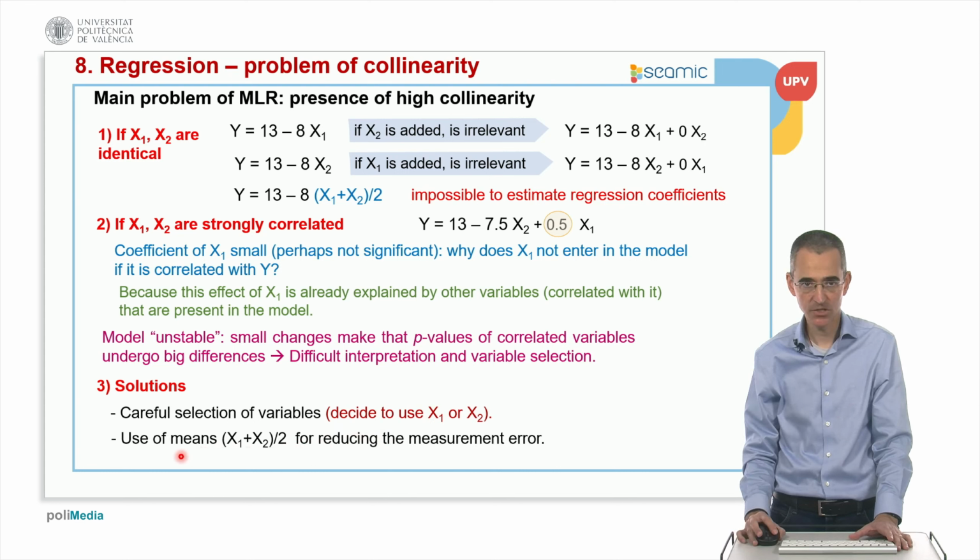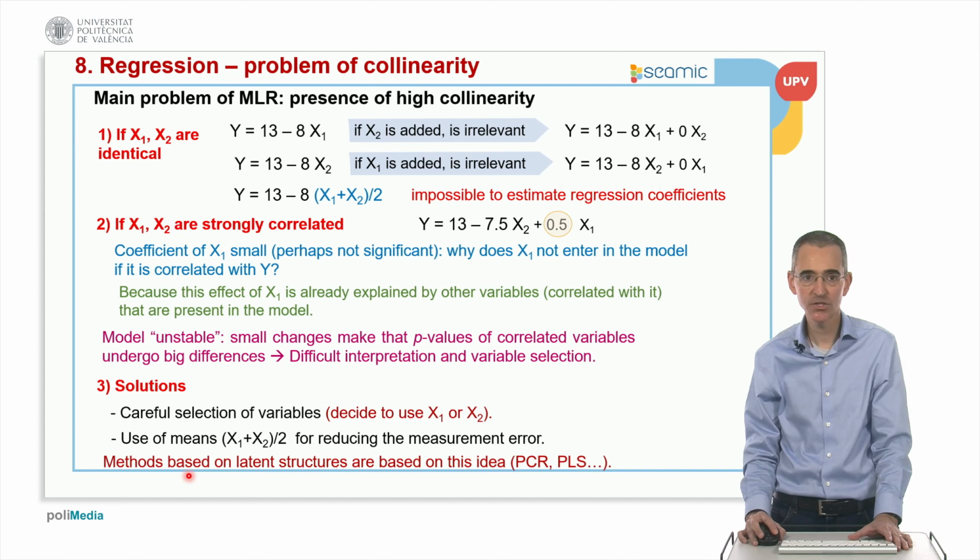Or we can use averages. If x1 and x2 are basically measuring the same thing, I can make the average of both and introduce the average to reduce the measurement error. For example, imagine that x1 is one measurement and x2 is a replicate, a second measurement carried out with another procedure, or just with the same device. Well, I should expect a strong correlation between them, so I can make their average to reduce the measurement error, and that makes a lot of sense.